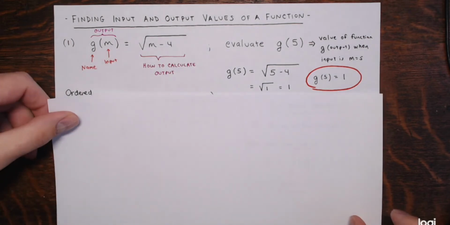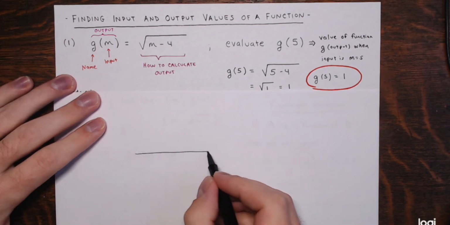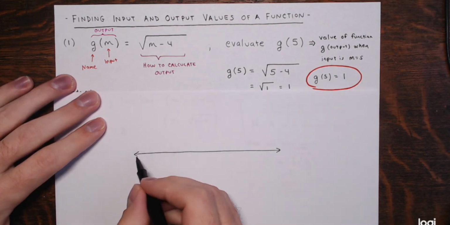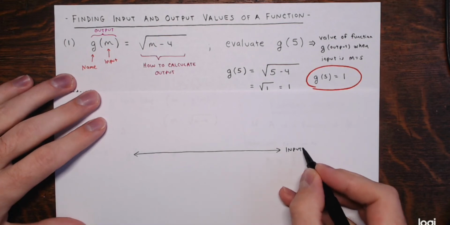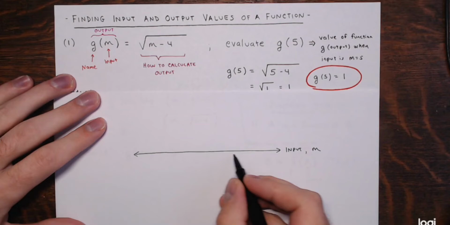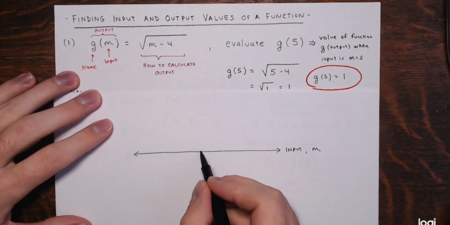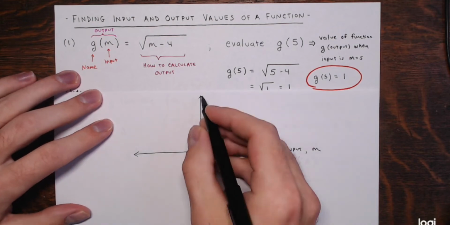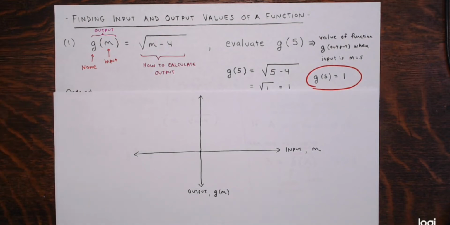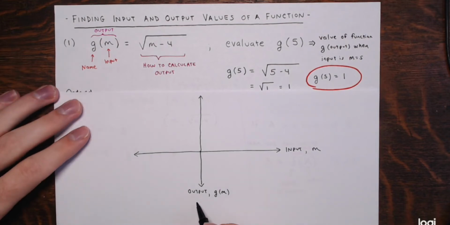So let me do that here actually. So again, you got the horizontal axis. Now remember, the horizontal axis will usually represent the inputs, which in this case are m's. So this is the m axis now. And the vertical axis represents outputs, range values, which in this case are called g of m. So this will be called the g-axis for short, or the g of m axis, but usually just for short, it's just the g-axis. That's the name of the function.